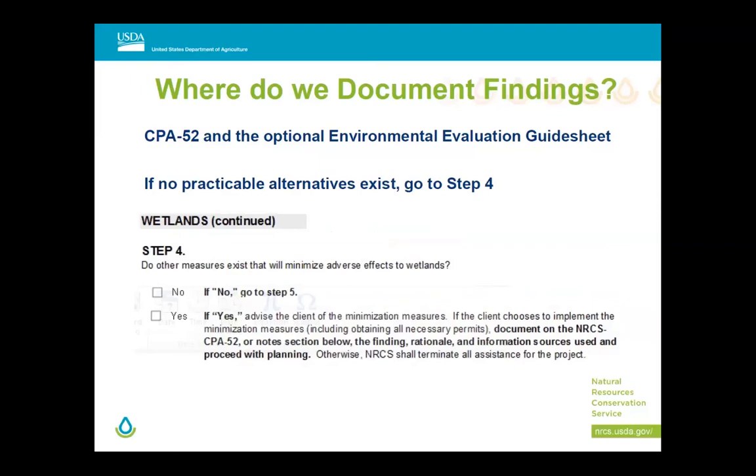That was working with what was practicable. We could not avoid, so we had to try minimization, and we were able to minimize. And so the answer was yes. We did the minimization, and the farmer accepted that scenario.